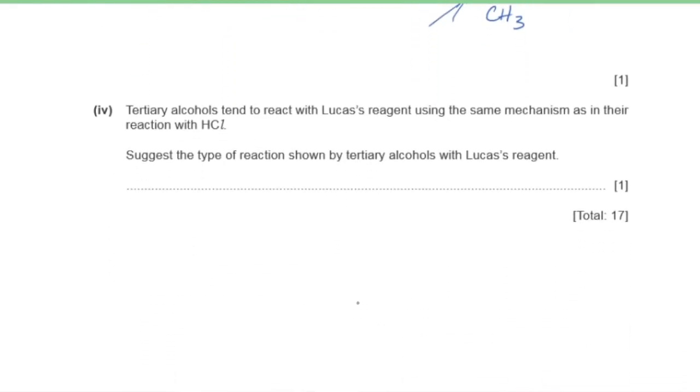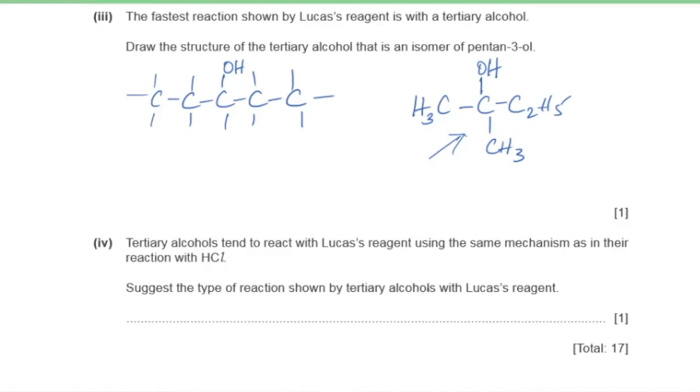Part 4, tertiary alcohols tend to react with Lucas reagent using the same mechanism as in their reaction with HCl. Suggest the type of reaction shown by tertiary alcohols with Lucas reagent. So when tertiary alcohols react with HCl, the Cl substitutes the OH functional group. So that is a substitution reaction.